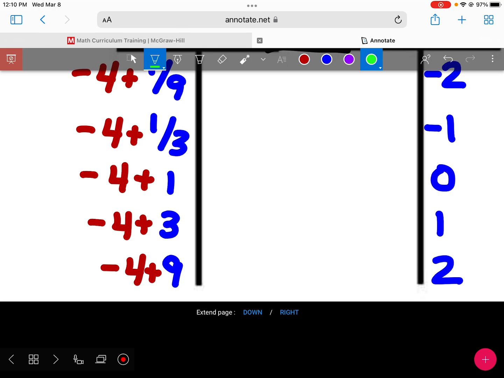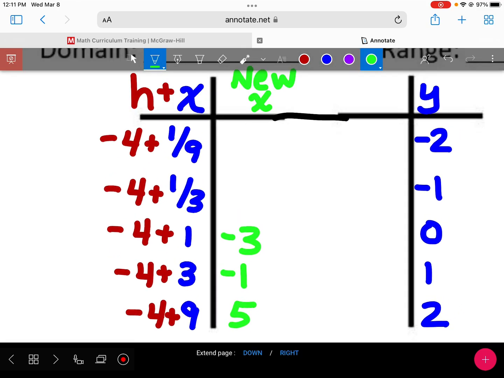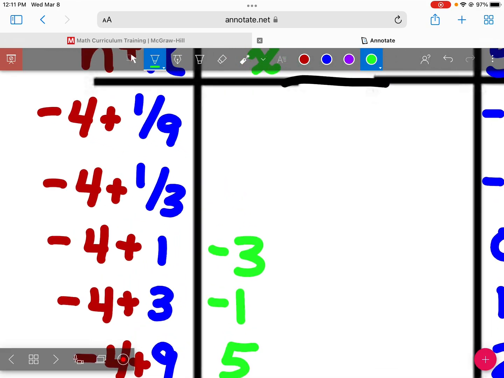You guys okay if we start at the bottom and work our way up? Yes. Let's start with the whole numbers. -4 plus 9, 5. -4 plus 3, -1. -4 plus 1, -3. -4 plus 1/3. Close. It's a -4 and a +1/3.